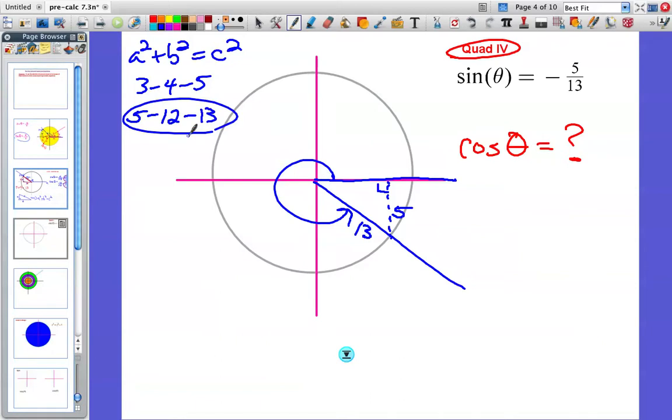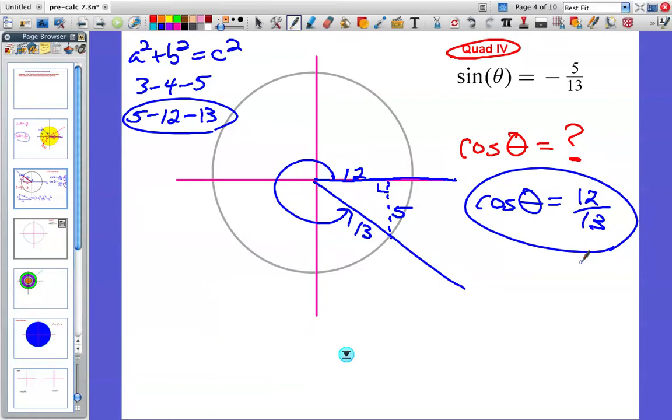If you didn't know that, you can always get it by using the Pythagorean theorem. But 5, 12, 13 is a triplet. It's a set of 3 numbers that make a right triangle. So this side is 12. Did I say that too fast? We okay with that? So the cosine of that angle, remember, we're in quadrant 4. The x value is positive in quadrant 4. So the cosine of the same angle will be 12/13.